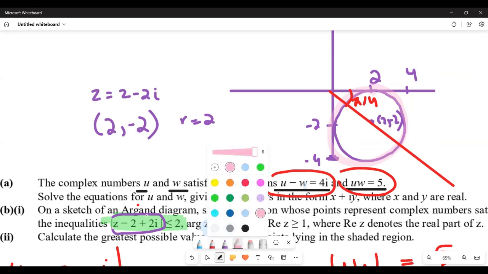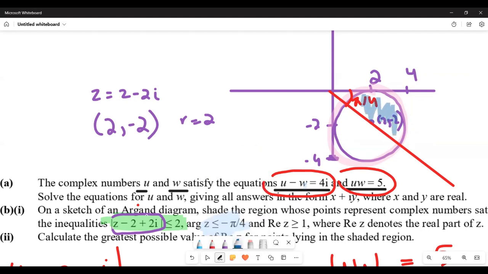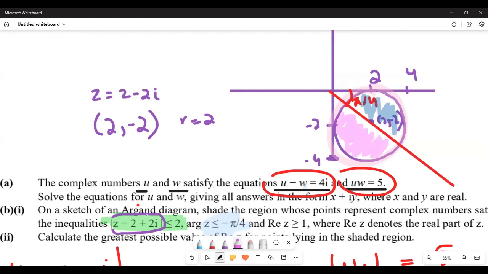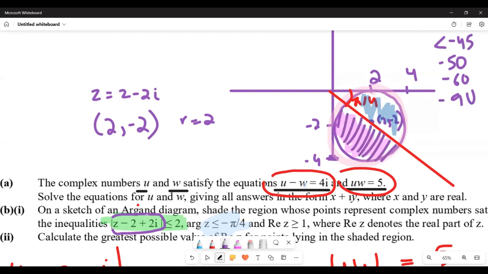So which part of the circle should I shade? This blue one or this pink one? Which one of these sides has an angle less than minus 45? Blue or pink? What is less than minus 45? That would be minus 50, minus 60, minus 90, and so on. So it's this side. You shade this side of the red line.